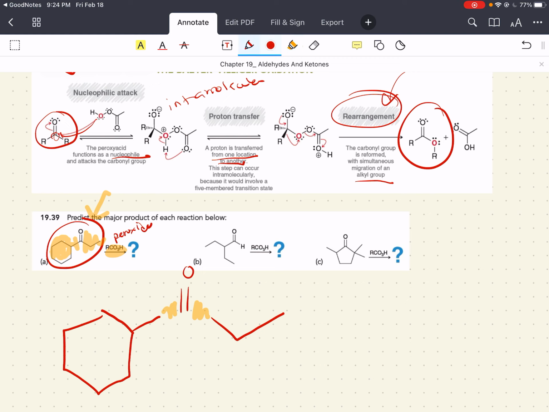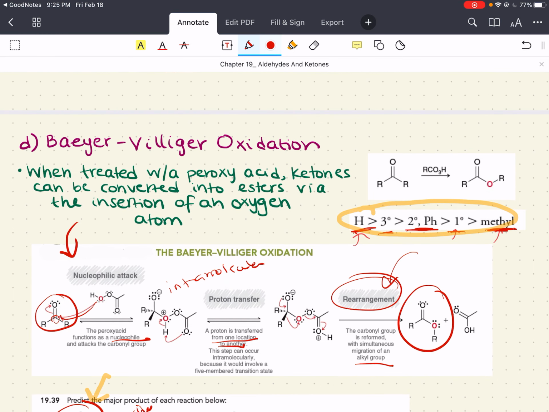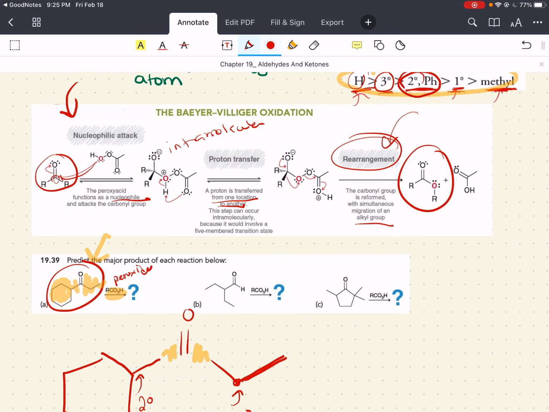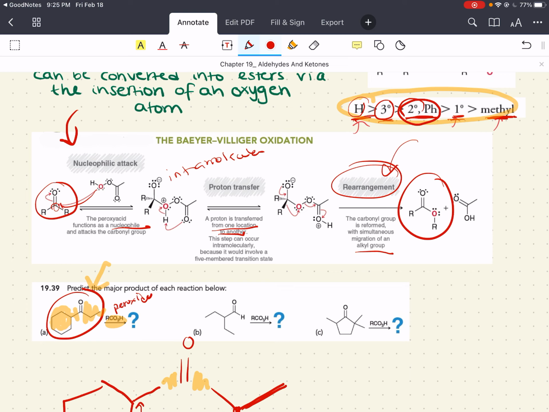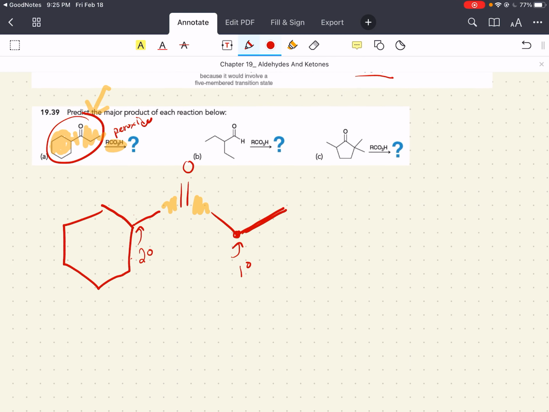Well, on this side you have a primary carbon. This carbon has this one other group that it's attached to. But on the other side, this carbon right here is secondary. Which is preferred, primary or secondary? First it's hydrogen, then tertiary, then secondary or phenyl, which is what this position is right here, then primary. So obviously, this side takes priority over the other side. The left side is going to take priority over the right side.